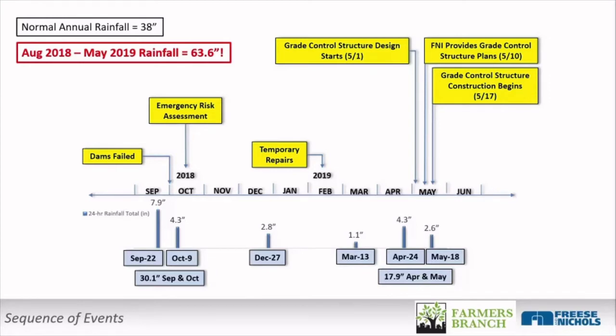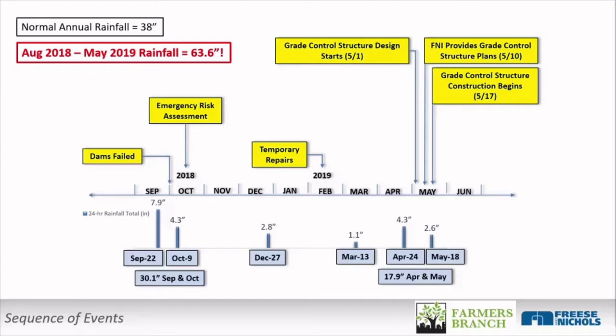You can see here that during this 10-month period between August of 2018 and May of 2019, the total accumulated rainfall was almost 64 inches, well over the normal annual rainfall of 38 inches for this area. And then during the month of April, funds became available. On May 1st, Fries and Nichols started to design the different aspects of the improvements.